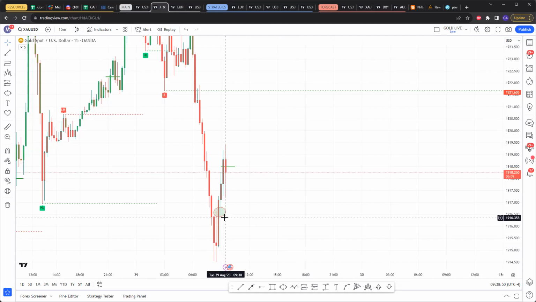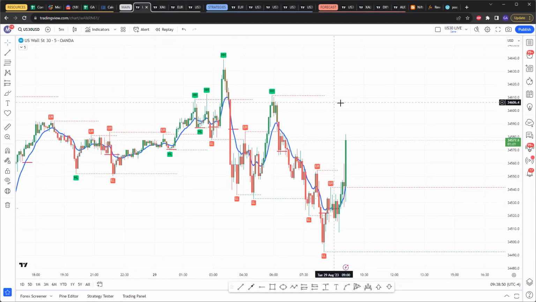Where that wick stop is, right about where I entered, like right below this where I entered. So yeah, I'll stay out of it for now unless it heavily drops. So I'm going to stay out of it.